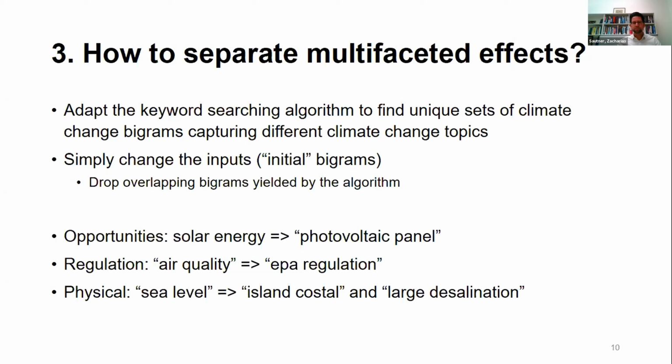For example, right, we then find, thanks to our machine learning mechanism, that when we feed the model with air quality, we get as an output, as an additional bigram that seems relevant and related, EPA regulation. When we feed the model with sea level, we get island coastal, large desalination, and so on, right? So we have one set of bigrams that contains everything, and then we have three unique subsets that contain bigrams related to opportunities, regulation, and physical aspects in the climate change domain.